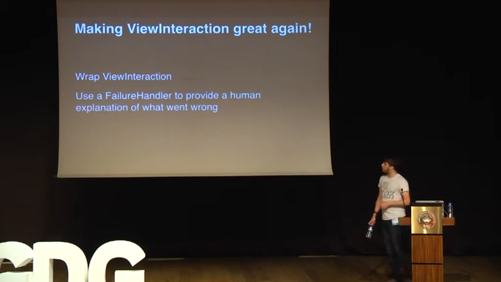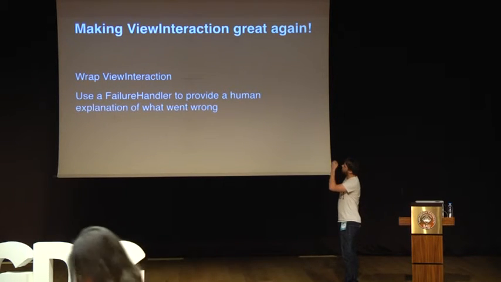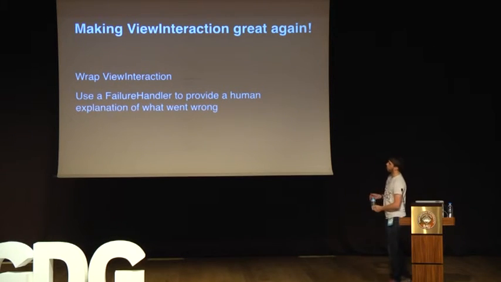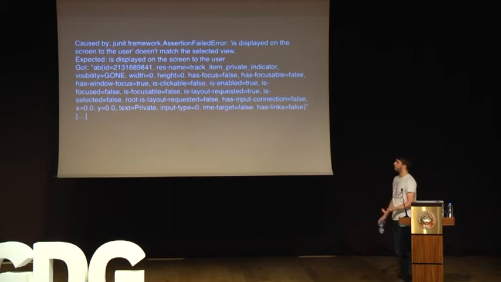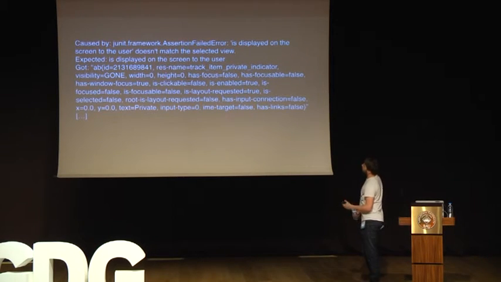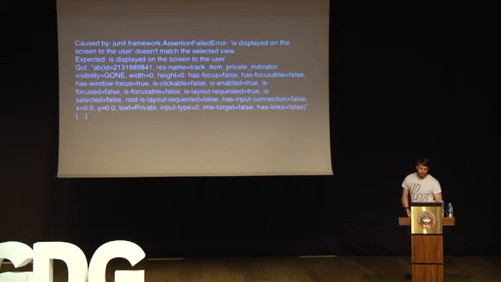Making the view interaction great again. We have a thin wrapper around view interaction that uses a failure handler to provide a human explanation of what went wrong. Because when one of your UI tests fails, you basically get something like this, which is not super useful most of the time. You have to go through it: an assertion failed error is displayed on the screen to the user, doesn't match the selected view, expected something, and then you have a huge dump of the view hierarchy, and you're like, okay.